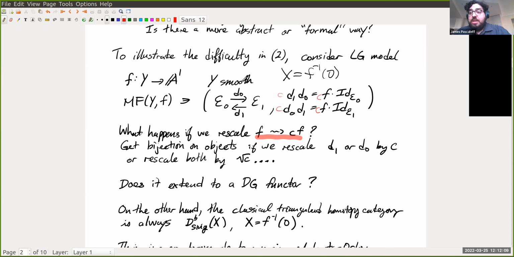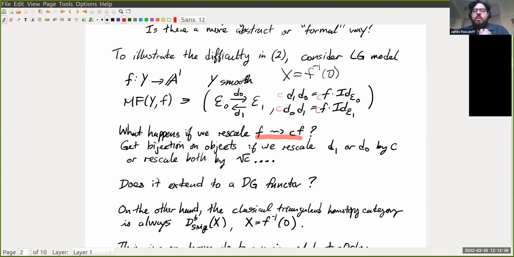I could just rescale D1 by C on all of the matrix factorizations, okay? Or I could rescale D0. Or if C has a square root in the field, I could multiply both by the square root of C. That's kind of the most symmetric thing you can do. Okay, that gives a bijection on the objects. Here's kind of a funny question: does it extend to a DG functor on this matrix factorization category?